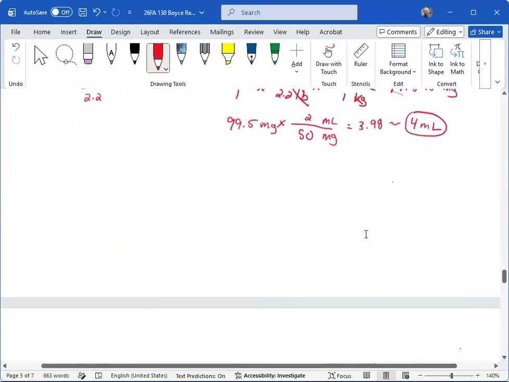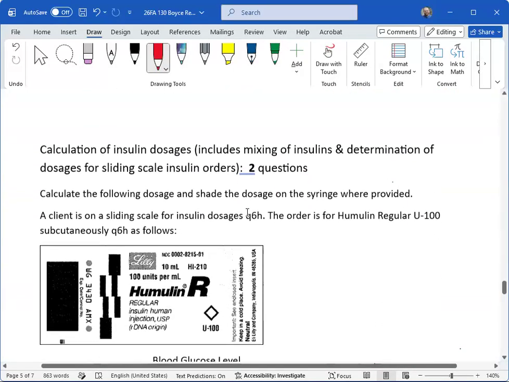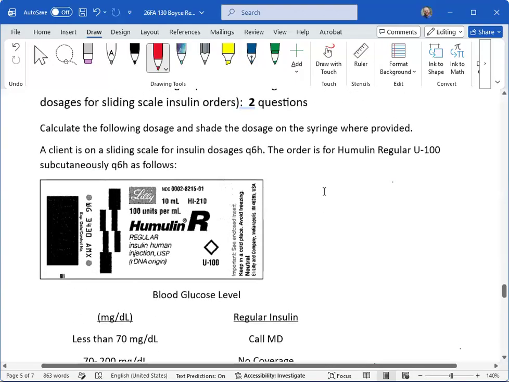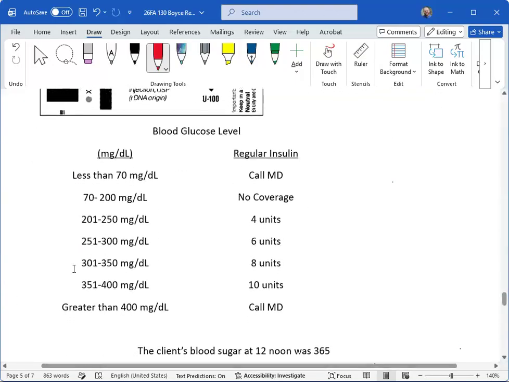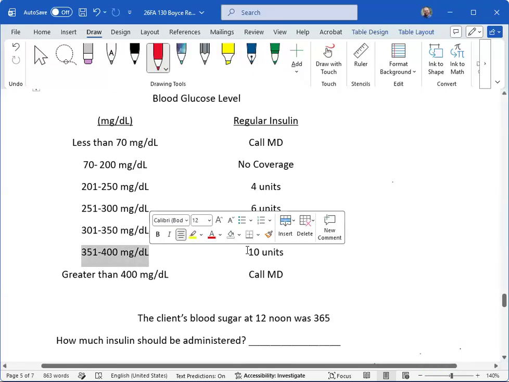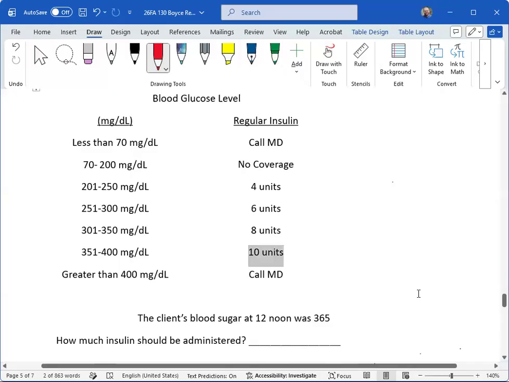All right. And then I think the last little thing is I think you guys are typically fine. Just make sure you read this for the insulin: what is the reading, the insulin levels, and then going across and writing what you administer. So you look at the range. So it's 365. So that's this range here, 10 units. So that's what you would write, 10 units.